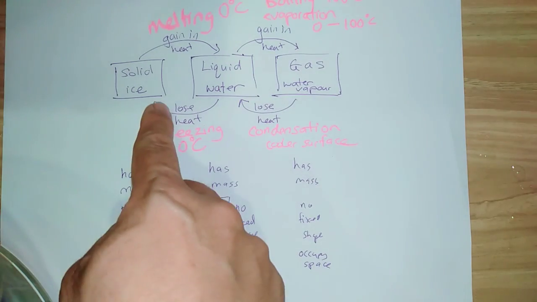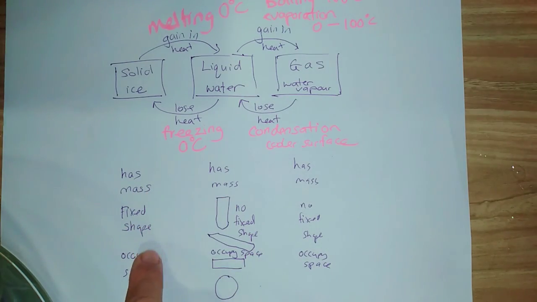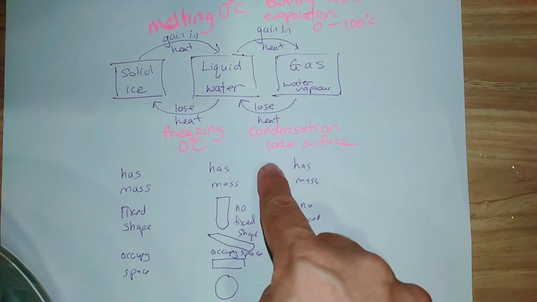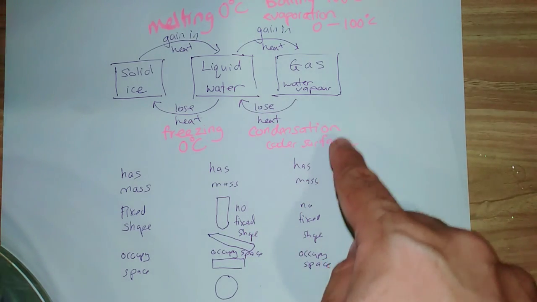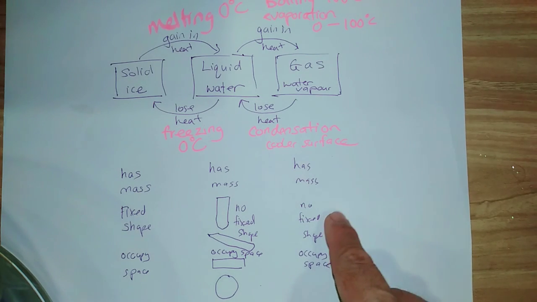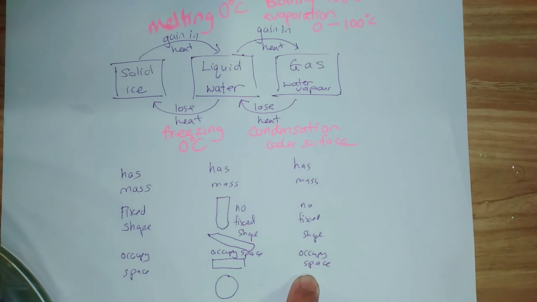Alright, solid has mass, has a fixed shape and occupies space. Liquid has mass, has no fixed shape, occupies space. Gas has mass, has no fixed shape, and it also occupies space. And notice, no two matter can occupy the same space at the same time. For one matter to occupy the space that another matter was occupying before, it has to first move the other matter out. Alright, thank you for listening.